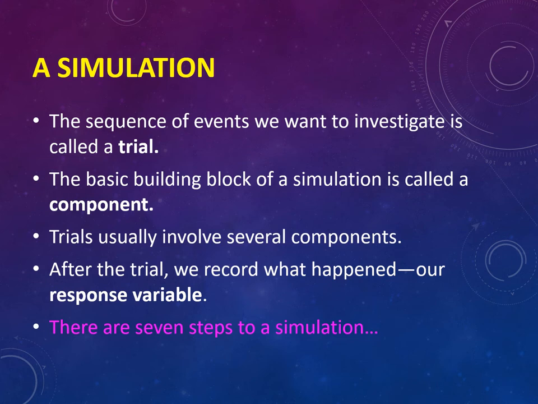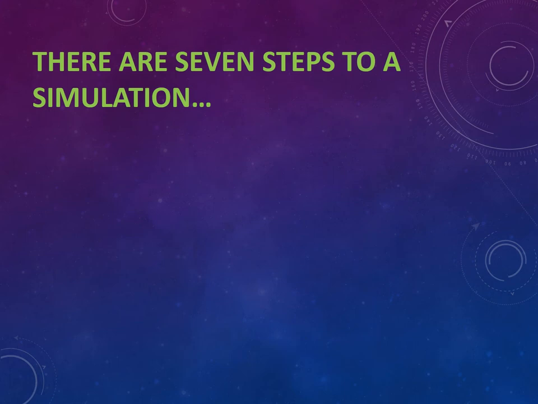Now, when you want to do a simulation, there are 7 steps for a successful simulation. You really, really have to understand these 7 steps clearly from start to finish, and you have to fulfill every single one of them. They have to be clearly stated. Remember, clear, complete, concise, and in context. Following these 7 steps will allow your simulation to meet all of those requirements. So what are the 7 steps?